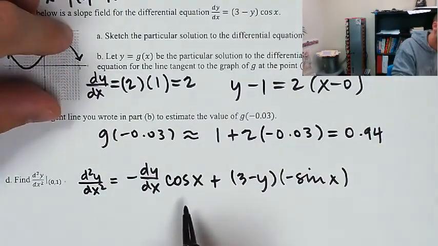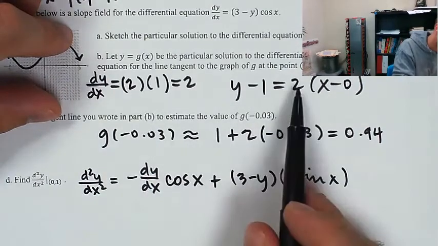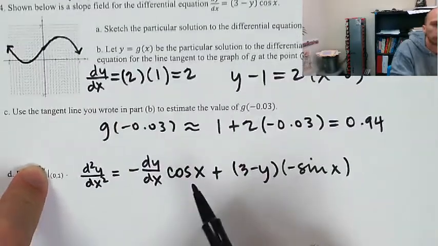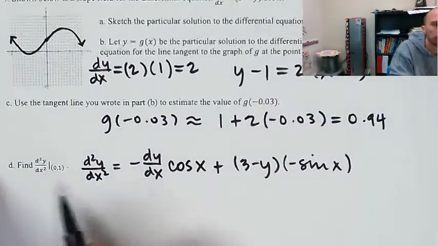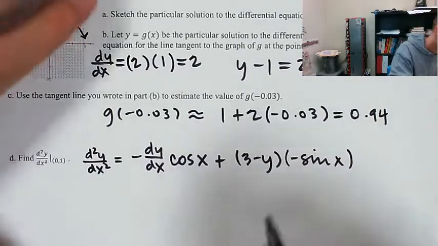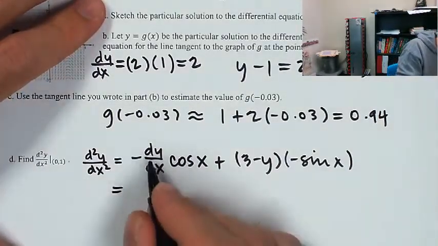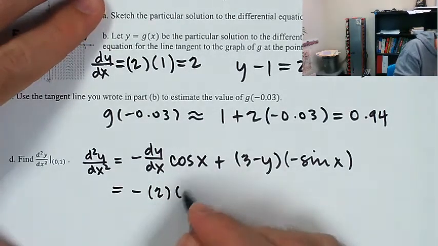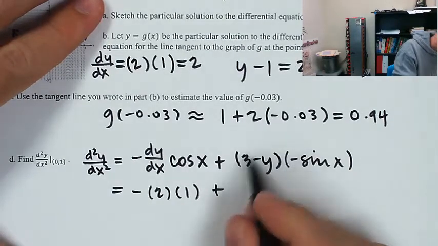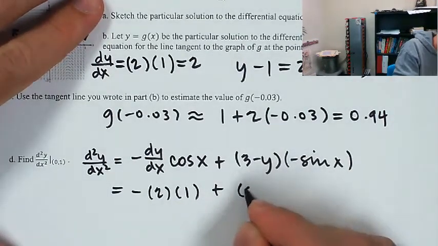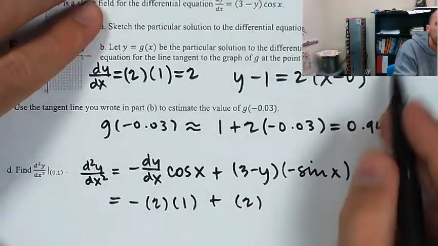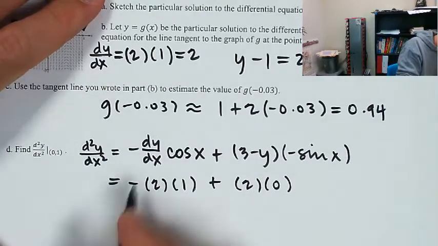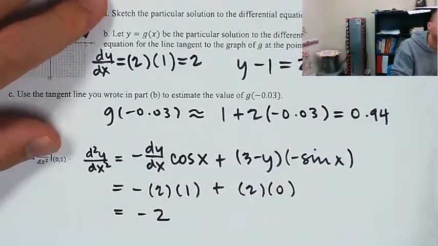Okay. And then, wait, I just found dy/dx, that was 2, and we're still talking about the same point, (0, 1). Okay, so I'm just going to use dy/dx equals 2, right? Because it didn't say find the second derivative in terms of x and y only. So I'm going to say negative dy/dx was 2, cosine of x was cosine of 0, that's 1, plus, okay, 3 minus y is 2, and negative sine of x at x equals 0, okay, well, sine of 0 is 0. All right, so that's equal to negative 2.